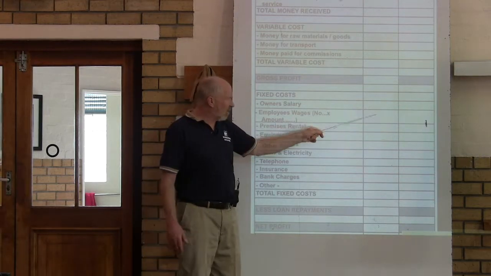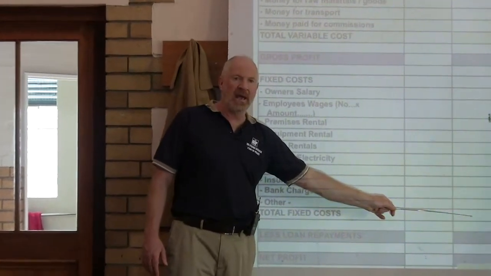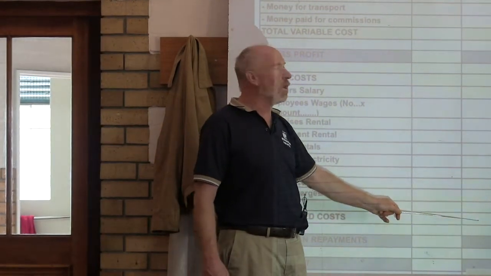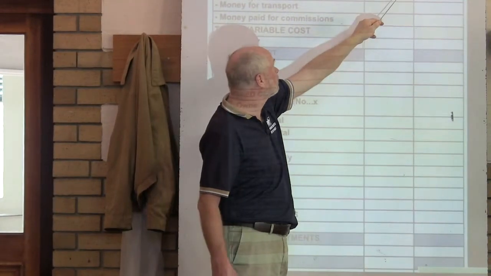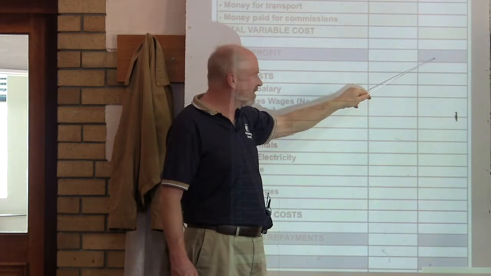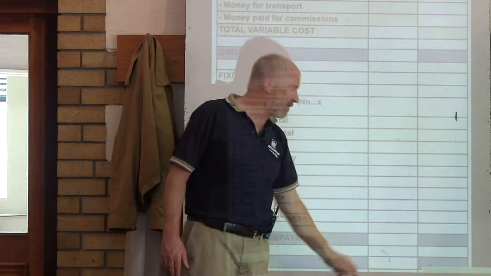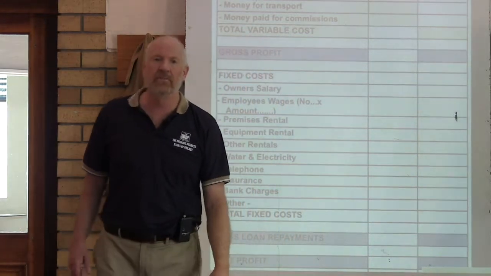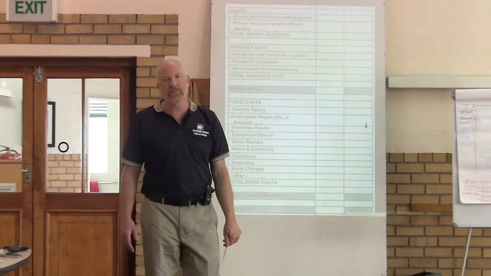So you're writing in all of your fixed costs down here, and you're adding them together and putting them in there. And then it's simple mathematics, as you've known. You take your total sales minus your total variable cost, which gives you a gross profit. Gross profit minus fixed costs minus the loan repayments would give you your net profit. Okay.